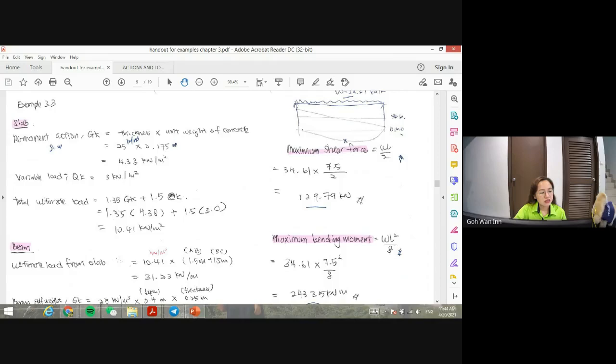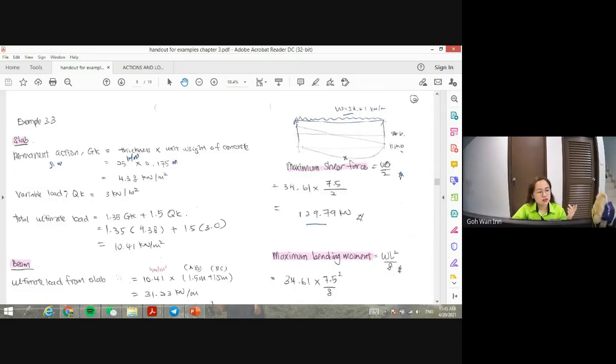Okay, so this is the ultimate load. You remember first now you're using the total ultimate load is 1.35 GK plus 1.5 QK. That one I think in the chapter 1 we have mentioned this before. But in next week we will go for the load envelope, then you will have the more cases.